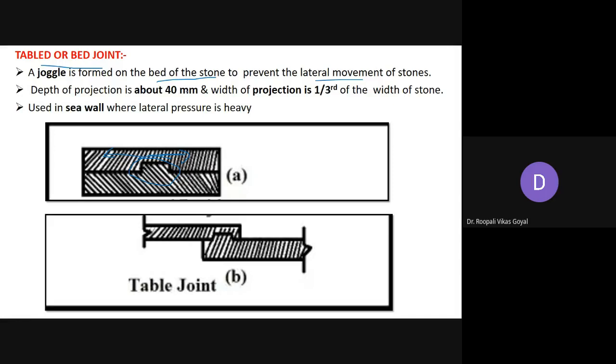The depth of the projection should be around 40 mm, and the width of the projection is one third of the width of the stone. Width and depth are generally specified, and as it gives the shape of a table, that's why it is also called the table joint. Generally it is useful for sea walls where the lateral pressure is heavy. It prevents the lateral movement of the stone by the provision of such a table joint.